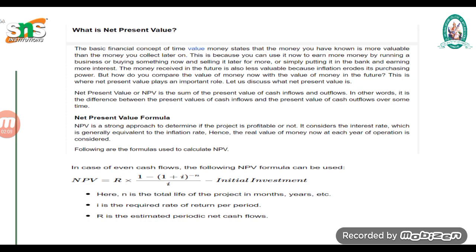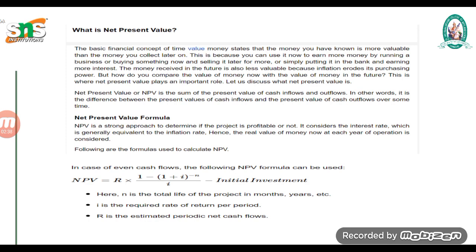The money received in the future is also less valuable because inflation erodes its purchasing power. But how do you compare the value of money now with the value of money in the future? This is where net present value plays an important role. Let us discuss what net present value is. Net present value, denoted as NPV, is the sum of the present values of cash inflows and outflows. In other words, it is the difference between the present value of cash inflows and the present value of cash outflows over some time.